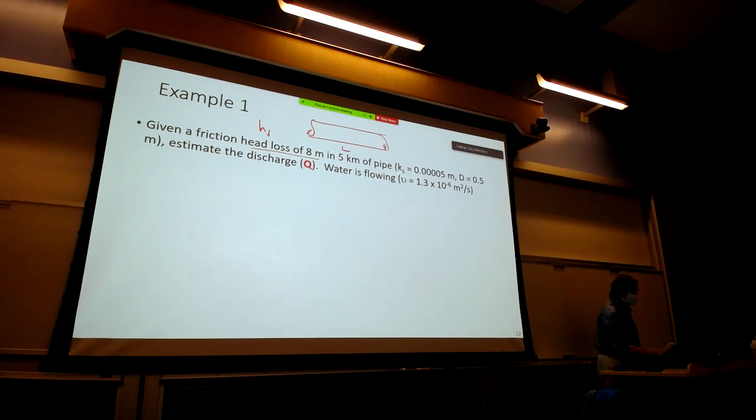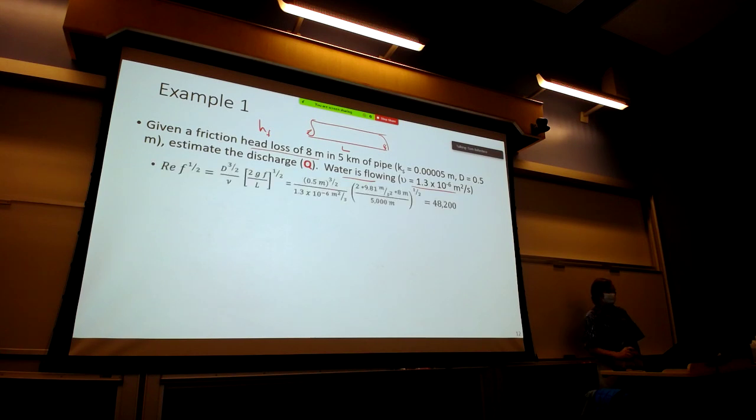So we know that the fluid flowing is water, and therefore we know what the kinematic viscosity is, which will be used, of course, in the Reynolds number. So we don't know the discharge.